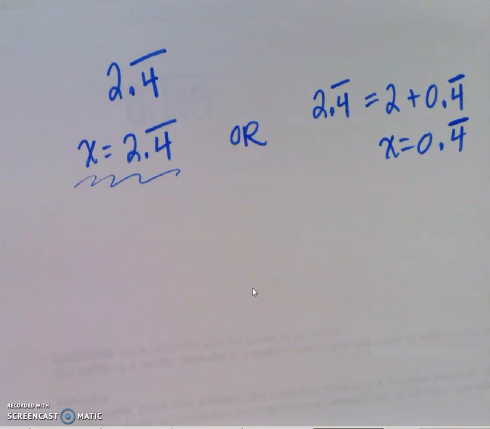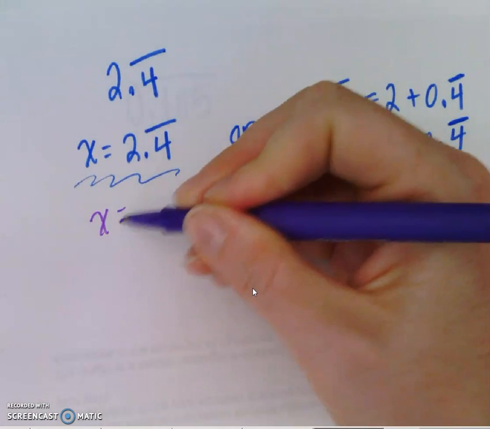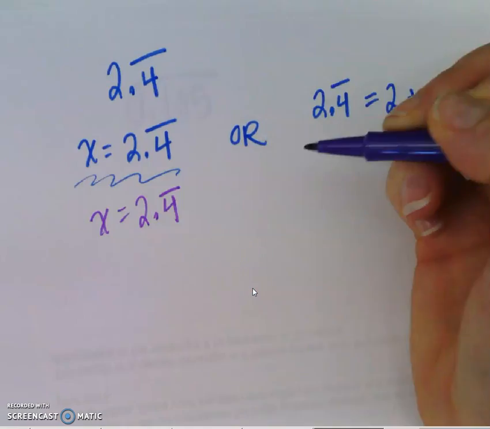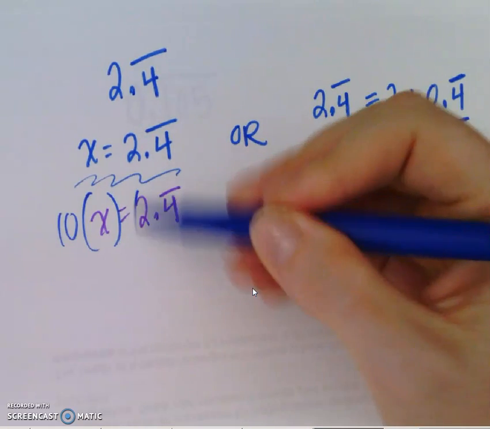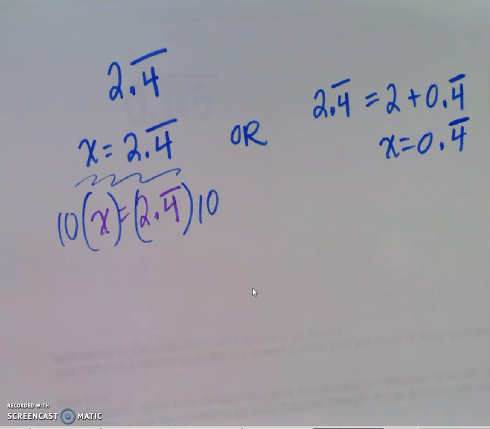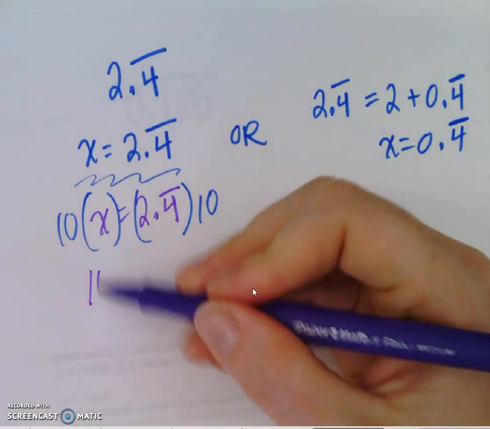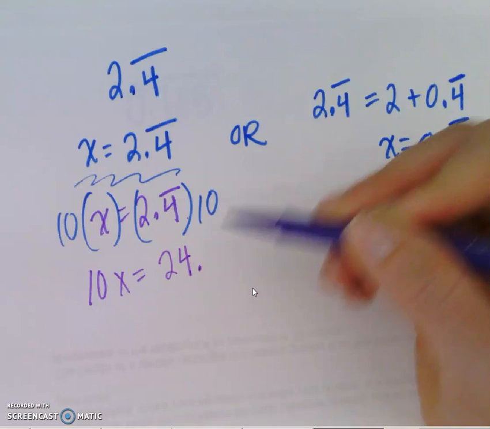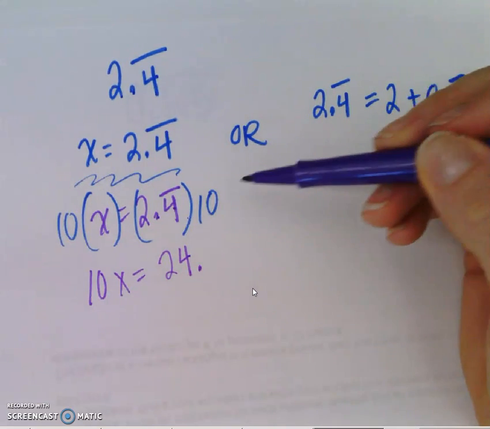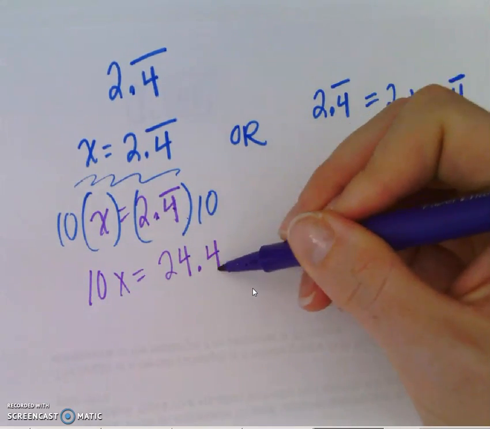Okay, how many decimal places do we need to get rid of because we have one digit repeating directly to the right of the decimal point? That's right, 1. So what do you think we should multiply both sides by? Well, let's try 10. Let's multiply both sides of our equation by 10. Let's see. So we have 10x is equal to 24 point, remember this is 2.44444444. So this is 4 repeating.